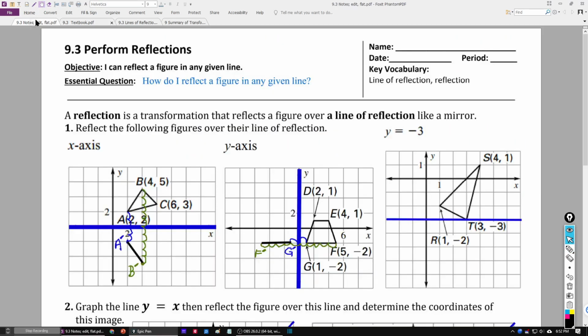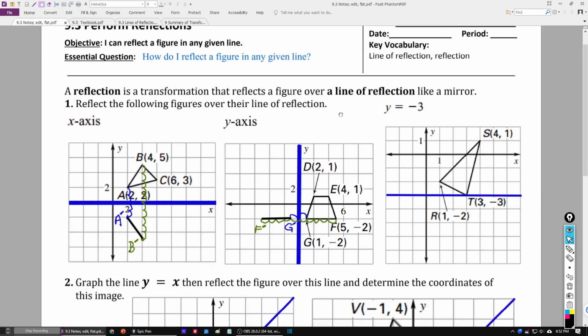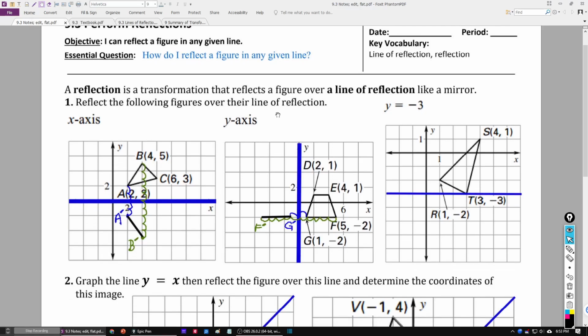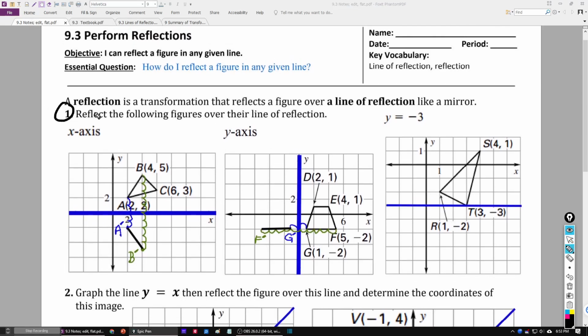Okay, so I think you're ready now to do these. Question number 1 here on your own. And I've helped you out a little bit here, quite a bit in fact. So they're saying reflect the following figures over their line of reflection. So here is the line of reflection that they want us to use.